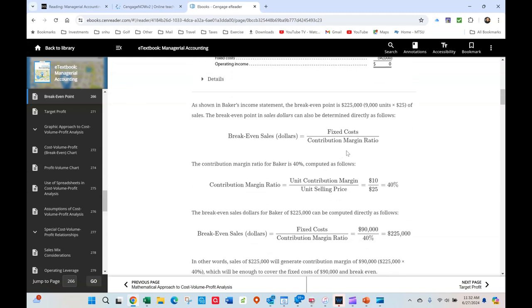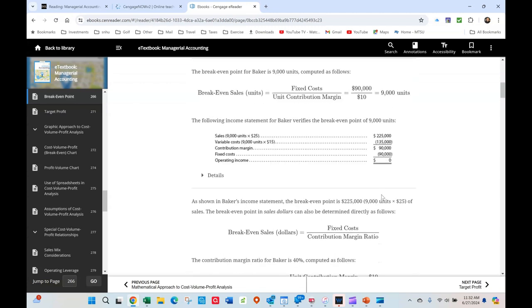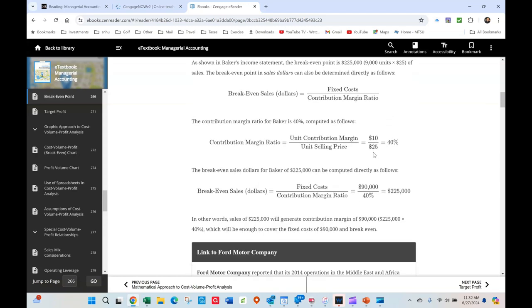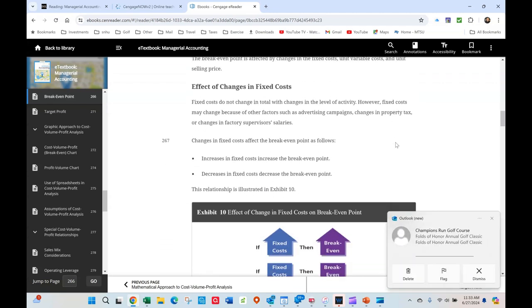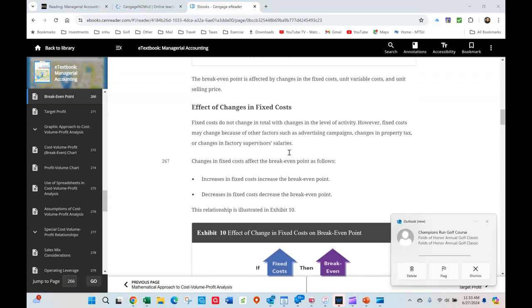And break-even sales in dollars, you can do the fixed cost divided by the contribution margin ratio. All right. And so here, again, we're looking at 9,000 units times $25 per unit, and that gives us the $225,000 in revenue. You can also determine it by your fixed cost divided by your contribution margin ratio. That gives us the $225,000 in break-even sales.